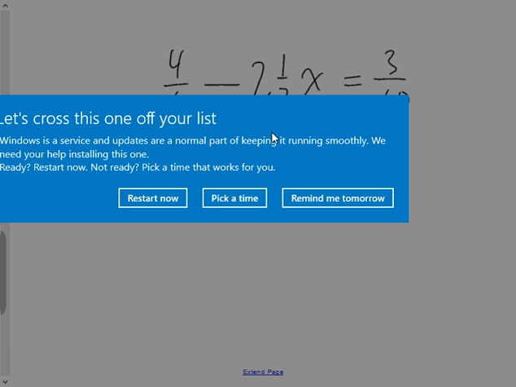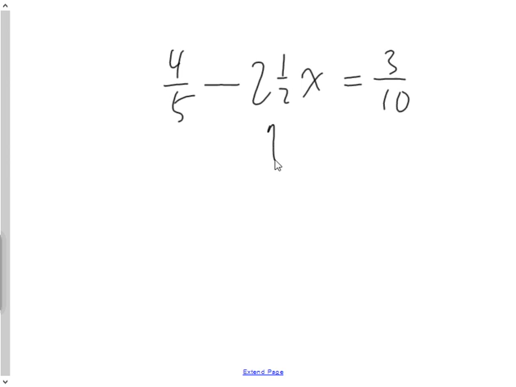think about ways I could rewrite this term. So this second term is negative 2.5x. And there are multiple ways we can write that. If I was writing it as a decimal, it'd be negative 2.5x. That's one way to do it. If I was writing it as an improper fraction, it would be negative 5/2x.